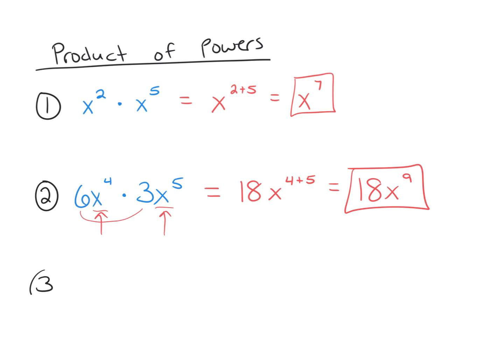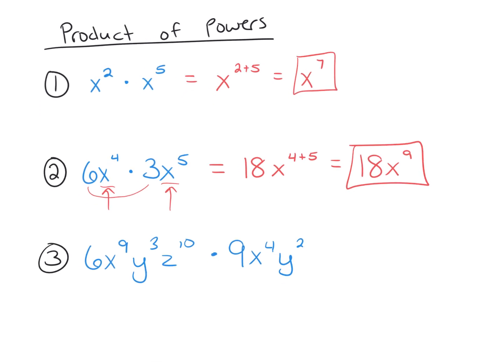One more example. Let's do 6x to the 9th, y to the 3rd, z to the 10th, times 9x to the 4th, y to the 2nd. All right, so looking at this one compared to number 2, what do you see?